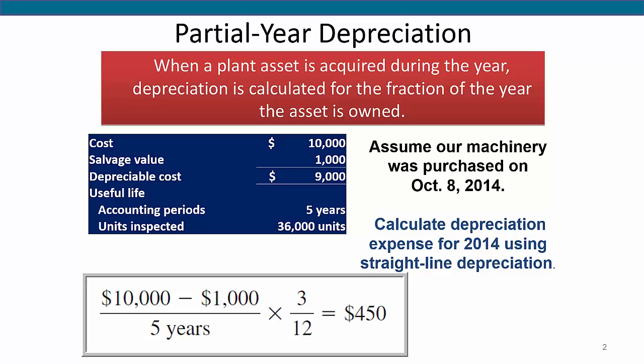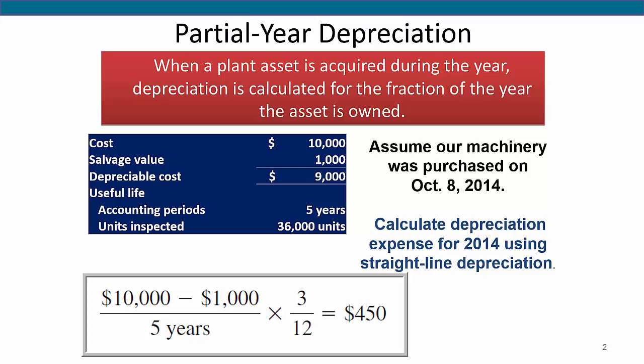Normally, depreciation assumes that the asset is purchased on the first day of the month nearest the actual date of purchase. In this case, since the purchase occurred on October 8, we assume that October 1st was the purchase date. This means that 3 months of depreciation is recorded for 2014.